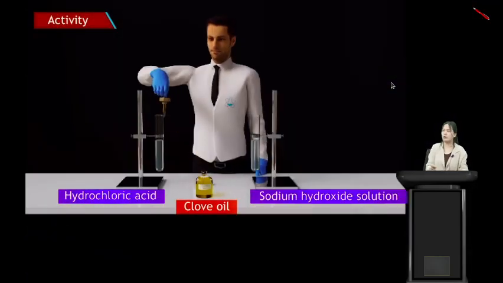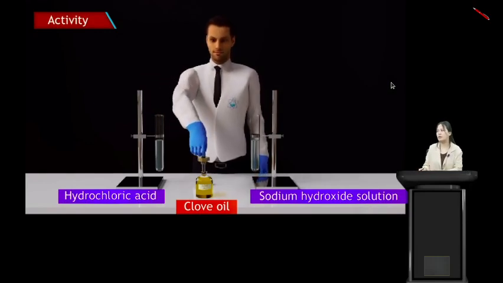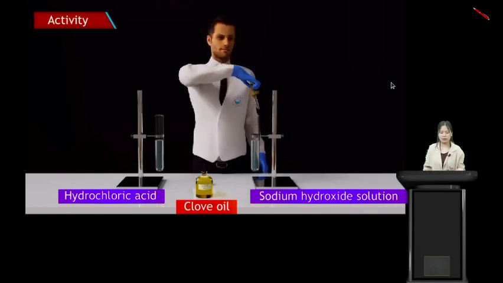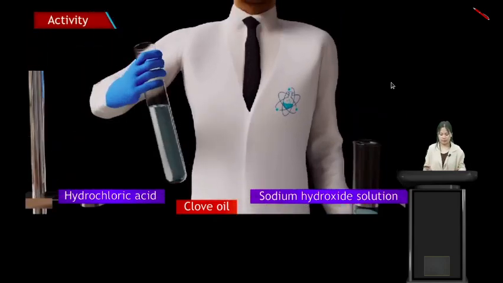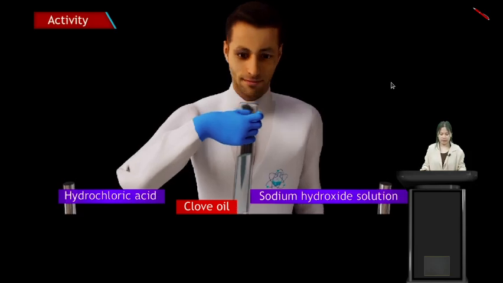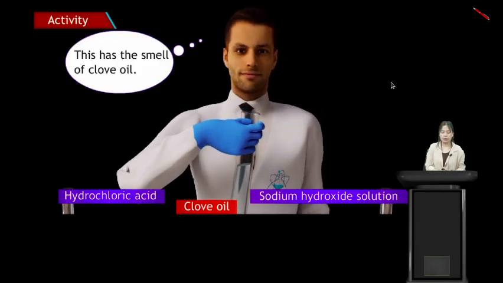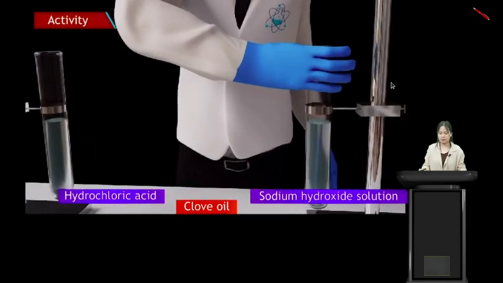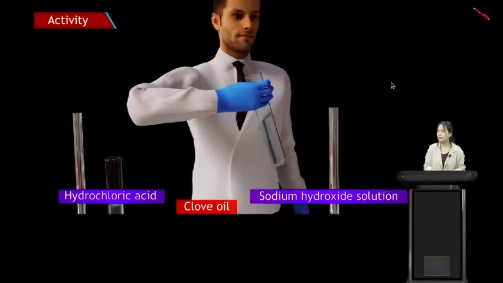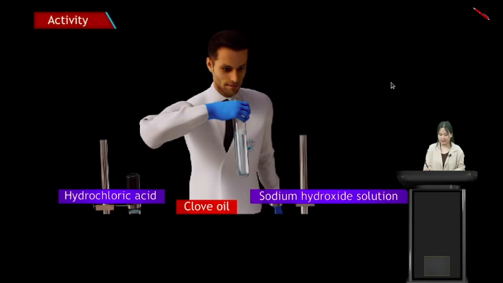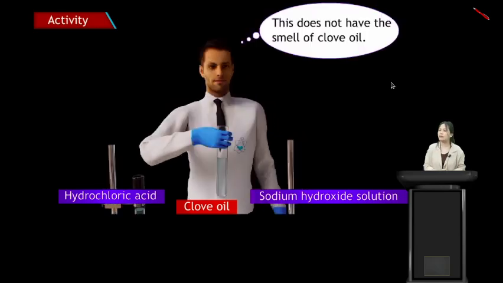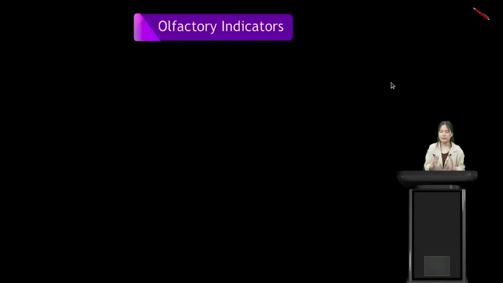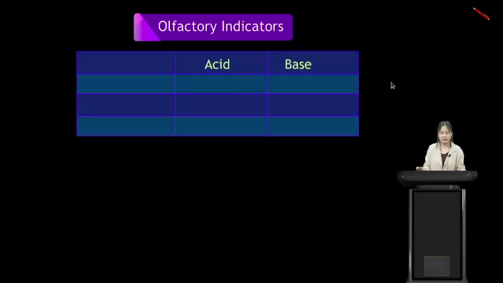Now let us see. Take clove oil, take hydrochloric acid in one test tube, sodium hydroxide in one test tube. Add some amount of clove oil into both the test tubes and smell it. Let us see what happens. So here the man is surprised that the hydrochloric acid still has the smell of the clove oil. Now when he smelled the solution containing sodium hydroxide and clove oil, he found out that this test tube does not have the smell of clove oil. So from here we can say that the clove oil retains its smell in acid but it loses its smell in base.